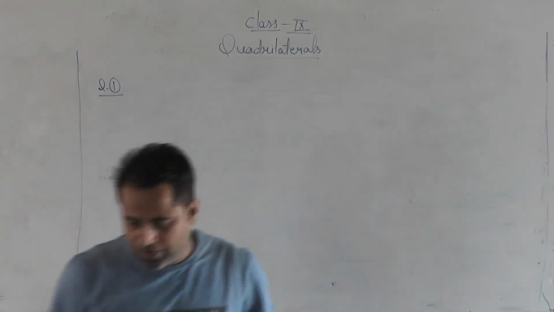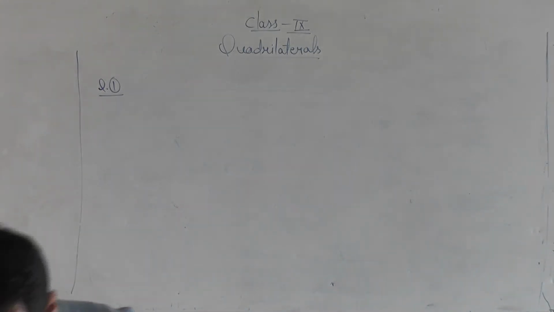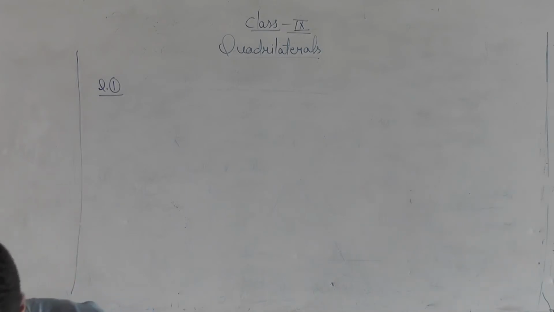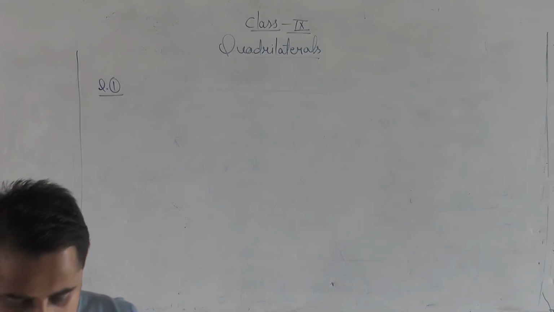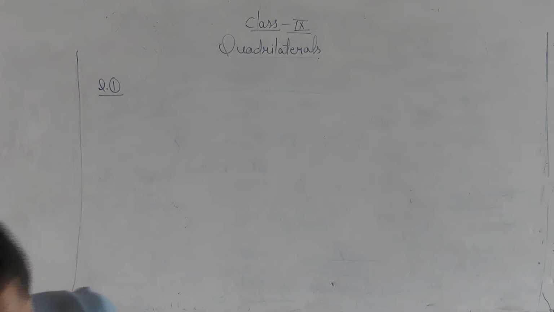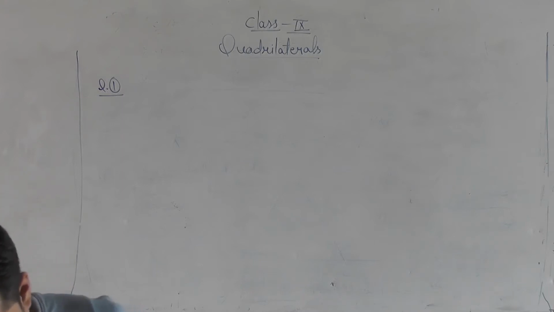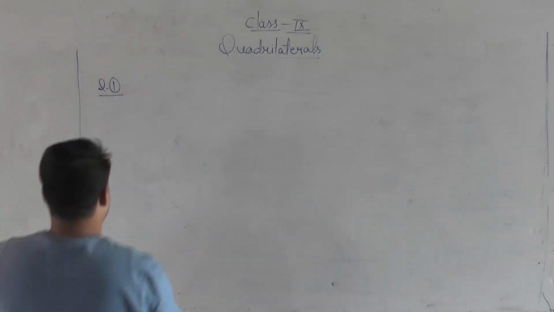Okay, so now let's see this concept with the quadrilateral so that you can understand it very clearly. Now ABCD is a trapezium in which AB is parallel to DC and BD is a diagonal and E is the midpoint of AD. Let's see first what is given to us.